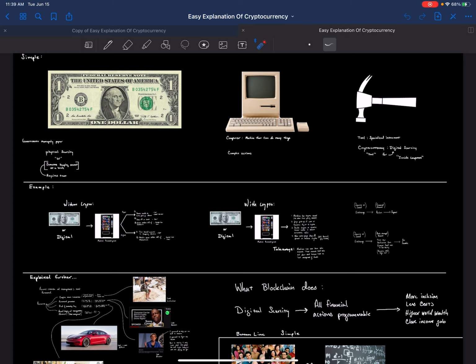Now, to get into an example, here's a world without crypto. So you have your digital or physical version. You buy something at a machine. It is an automated process, right? You want to go buy from a machine. This is the world without crypto, right? So if we use paper or if we use digital.